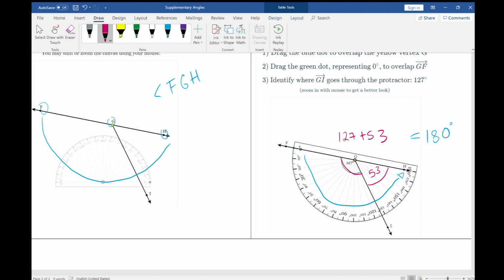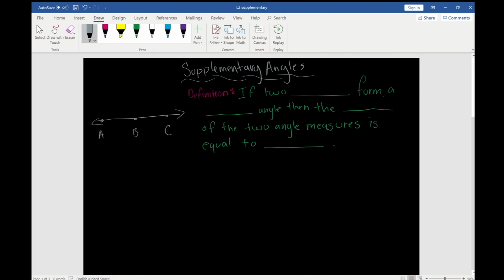Now let's go over the definition, now that we have this. If two angles form a straight angle, and like I said, this is key, then the sum of the two angle measures is equal to 180 degrees. So basically, what I'm saying is, if I measure the angle ABC from like this, that is equal to 180 degrees.